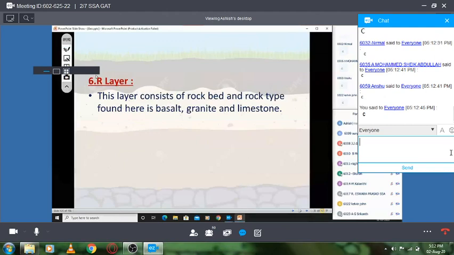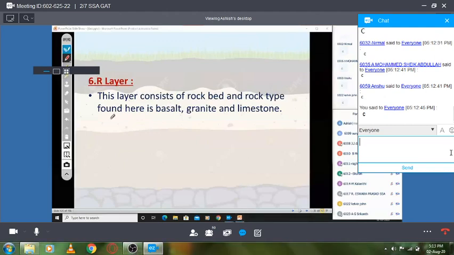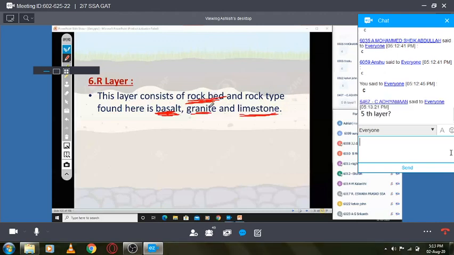Let's move on to the next layer, that is the 6 layer, or you can say the 6R layer. This layer consists of rock bed. Many types of rocks are found there, such as basalt, granite, and limestone. These are the types of rocks which are found there.